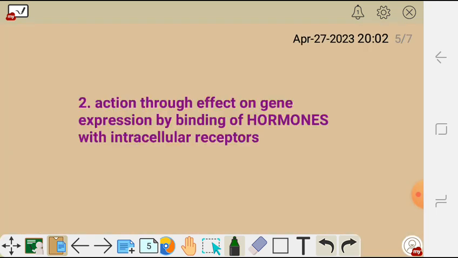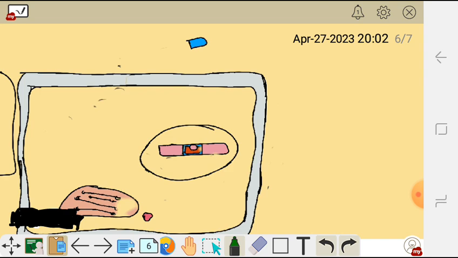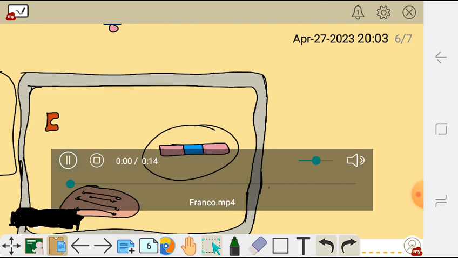The second mechanism of action of hormones is action through effect on gene expression by binding of hormones with intracellular receptors. Certain hormones travel in the blood bound to proteins. Some hormones are lipophilic, meaning they are lipid in nature and cannot travel on their own since they are not soluble in water, in plasma to be specific. So once released by the gland, they bind to certain proteins such as albumin, and from there they are transported to specific cells where they perform their action. Let's see how these actions are performed.